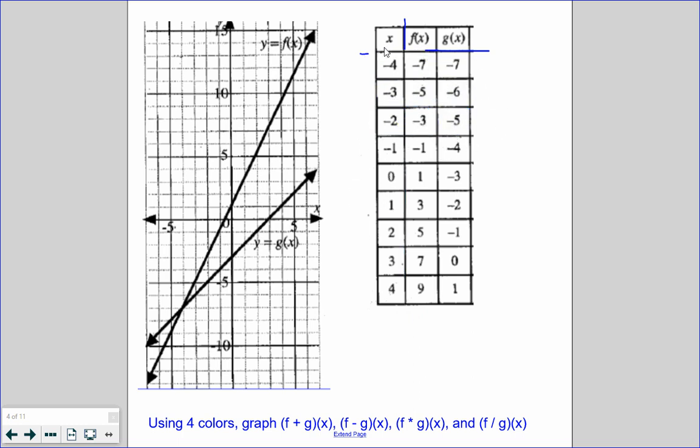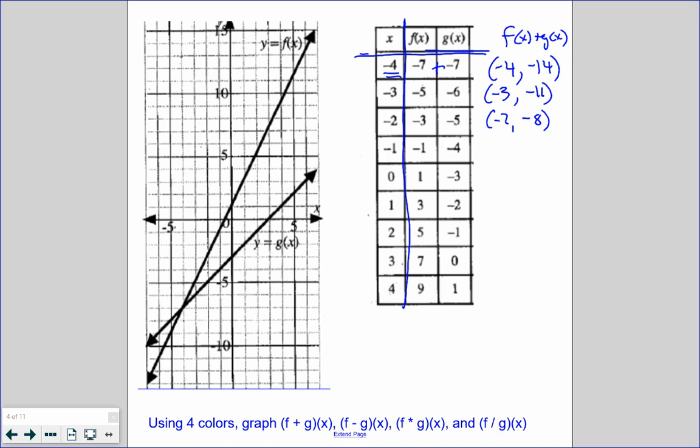Okay, so I'm going to start off with the blue, and I'm going to go f of x plus g of x. So again, what you do is you pick 2 points that line up vertically. So in this case, -4 comma -7 and -4 comma -7. And I'm going to add. So my new point will be at -4 comma -14. My next point will be at -3 comma -11, -2 comma -8, and so on and so forth.